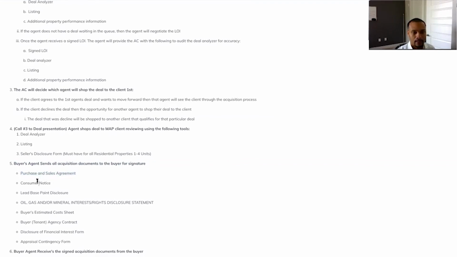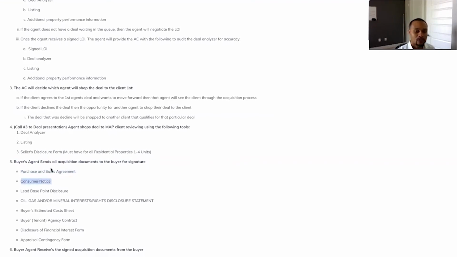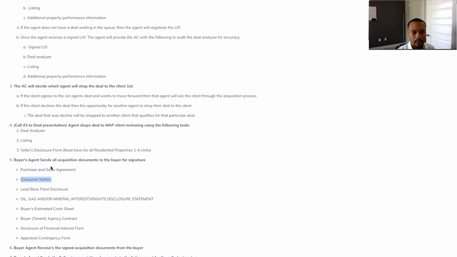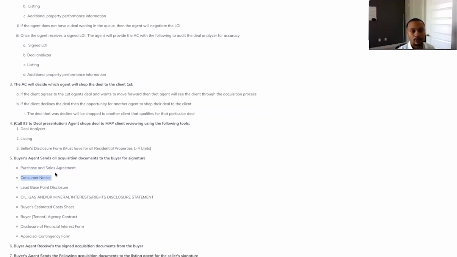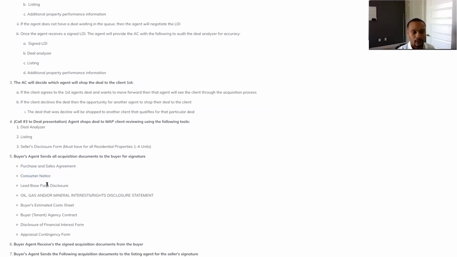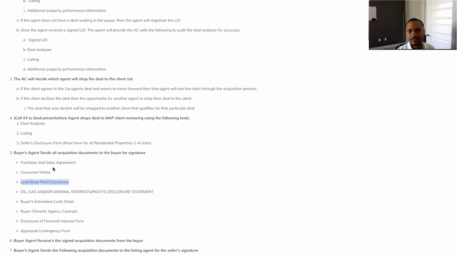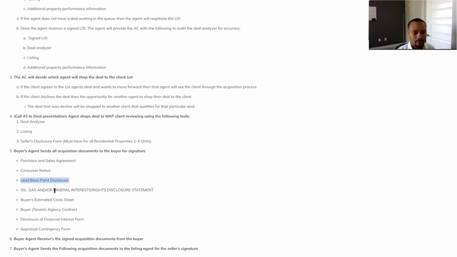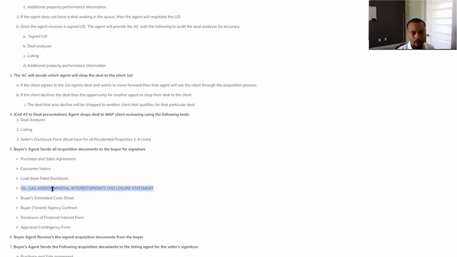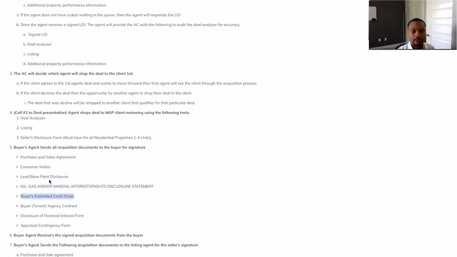Purchase and sale agreement, consumer notice, which is basically like, hey, consumer, buyer beware, you're buying this property, and so on. Very simple legal terms that most real estate agents use. Lead paint disclosure, meaning if the property was built before, I think it's 1978, you have to have these disclosures signed. If there are any mineral rights on the property, there's an estimated cost sheet.